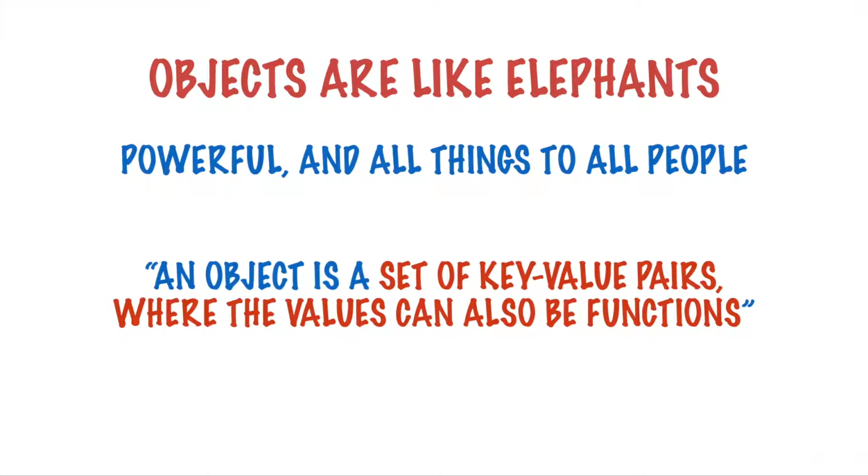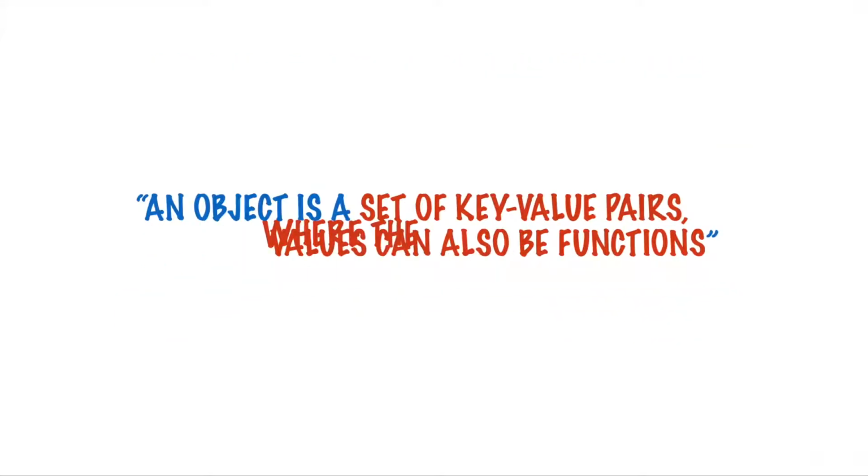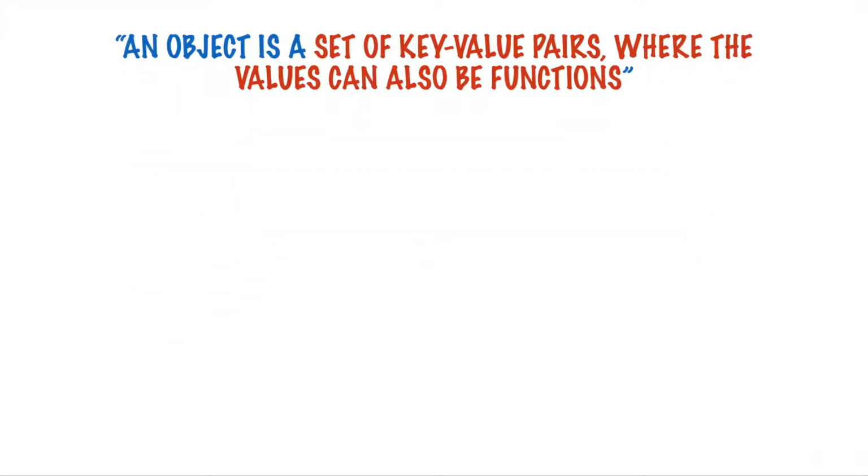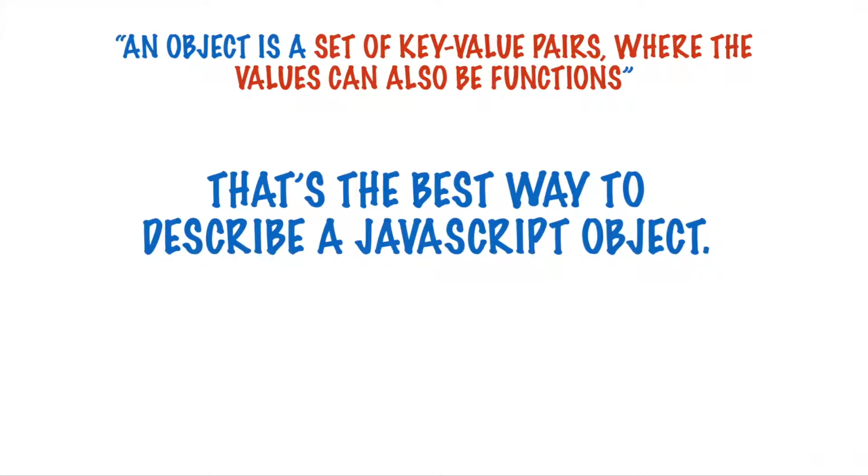So let's focus on what an object means in JavaScript. An object is a set of key value pairs where the values can also be functions. The values in this set of key value pairs can be values such as strings, numbers, booleans, etc. They can also be functions. This is the best way to describe a JavaScript object.